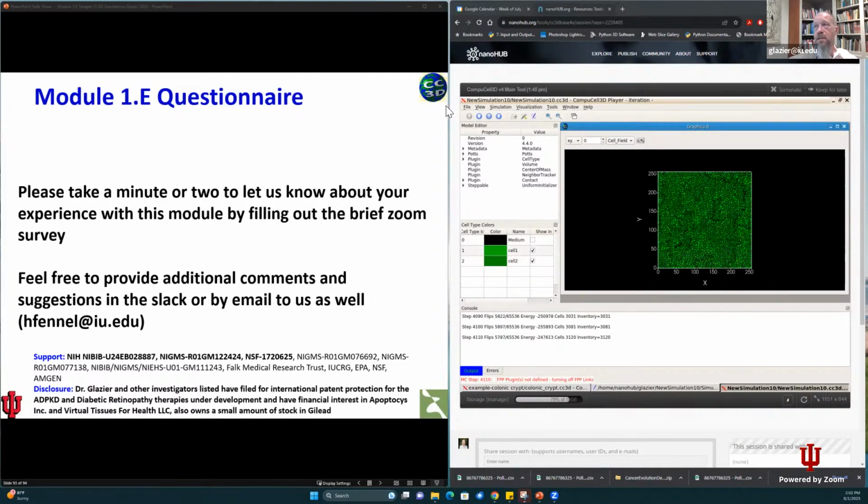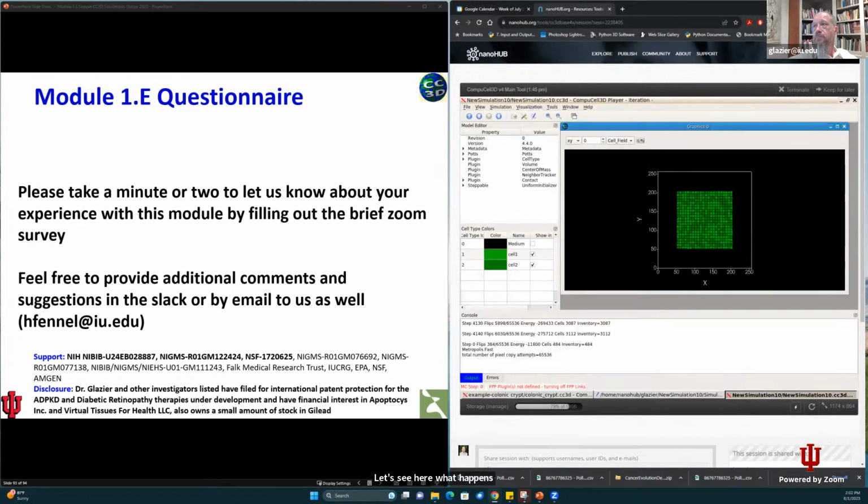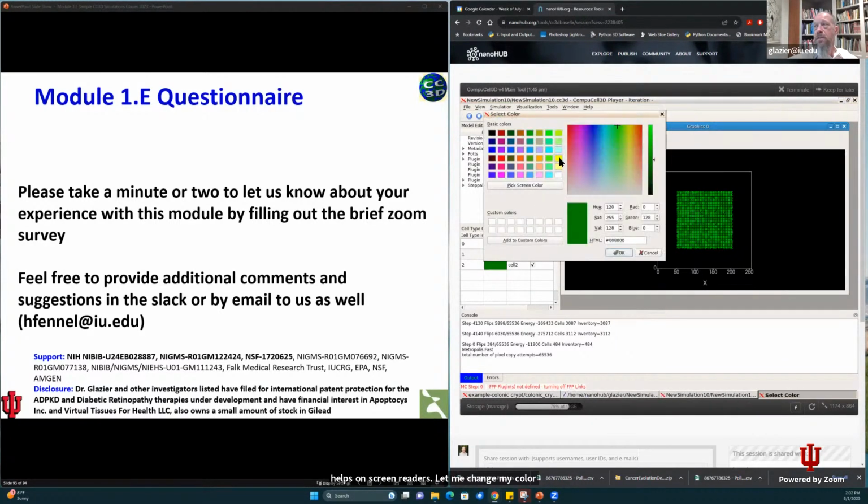There's a comment about random seeds. Yes, it should be slightly different each time you run it. Let's see here what happens. Again, remember in NanoHub, pulling that corner really helps on screen redraws. Let me change my colors so it's a little bit easier to see the difference between the two cell types.